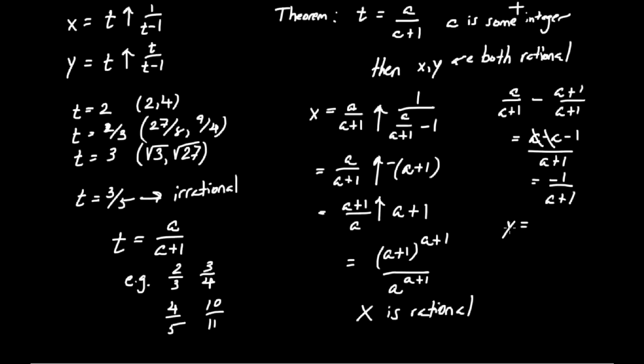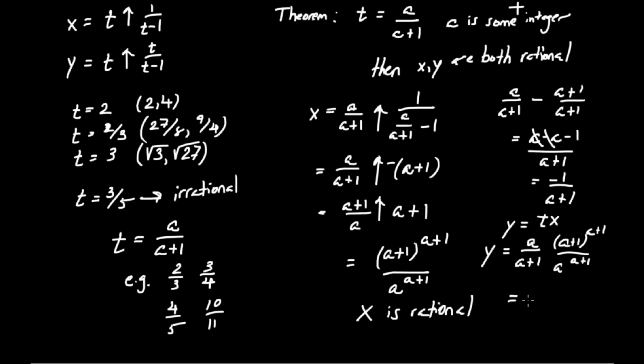We go back to the parametrization and we recall that y is equal to t times x. Now we know what t is. We suppose that t is a over a plus 1, and we just calculate what x is. So we just make the substitution. T is equal to a over a plus 1, and x, as we observed here, is a plus 1 to the a plus 1 power divided by a to the a plus 1 power.